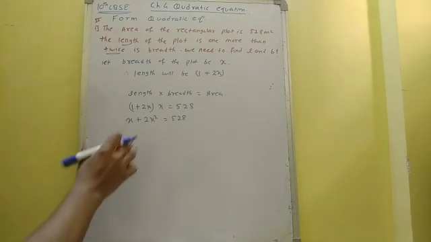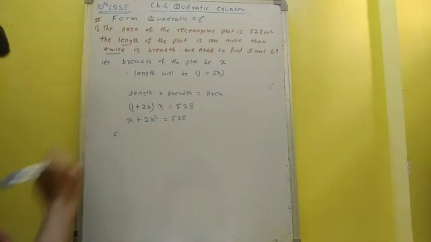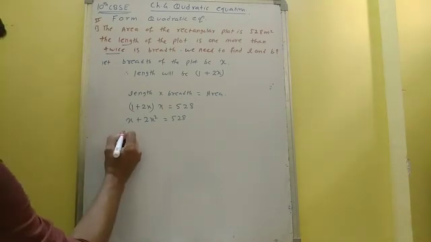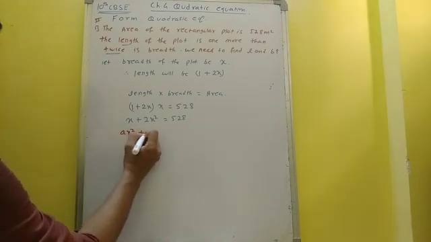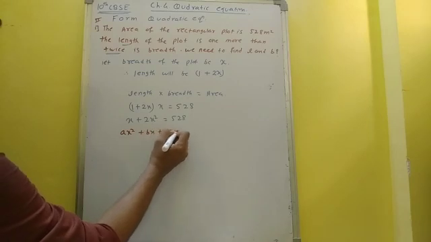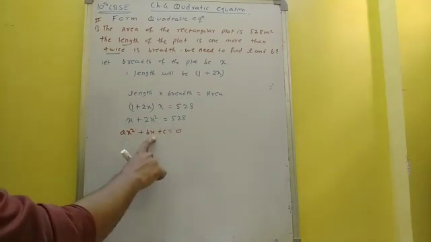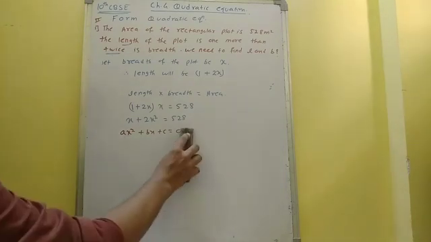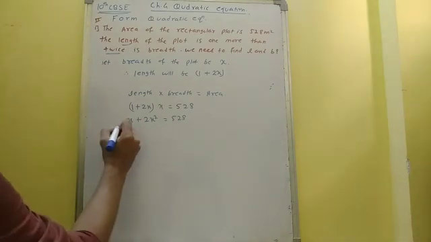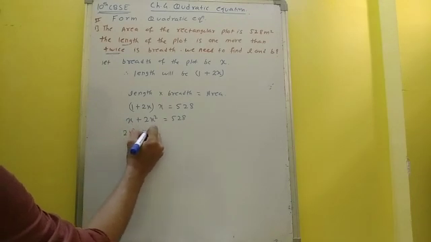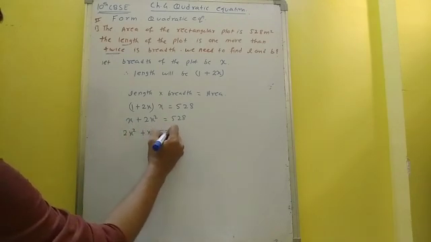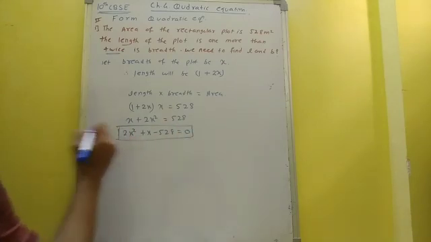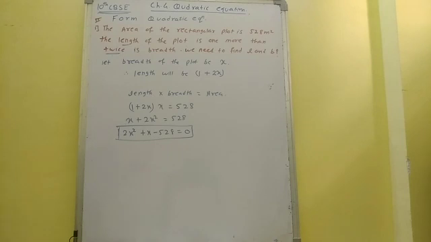You should write the quadratic equation standard form. Standard form means what? First of all, you should write the square term. That is, I will write it as ax square plus bx plus c is equal to 0. Square term, then linear term, then constant term. Okay? So, I will write 2x square plus x minus 528 is equal to 0. So, this is the quadratic equation we are asked to form.